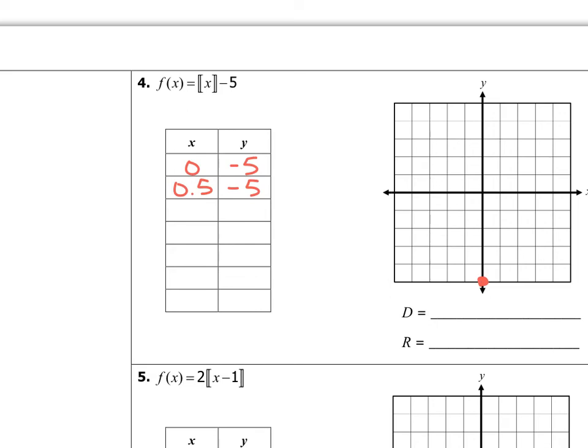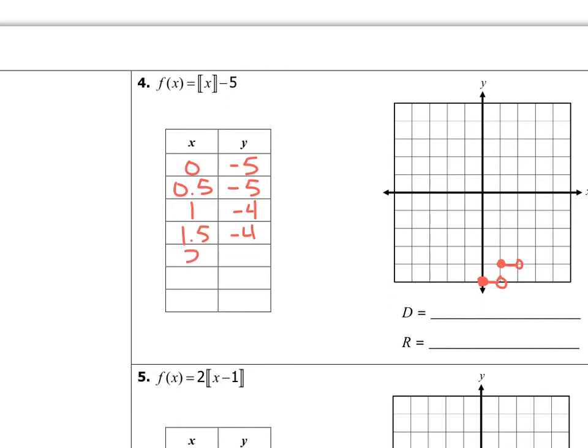Okay? And it's going to continue that way until you get to a positive 1. At positive 1, the greatest integer down is 1 because we don't need to round down from that. It's not a decimal. Subtract 5 and you get negative 4. Okay? So we go from 0 over, and it would be at negative 5 until we get to a positive 1. And then at the positive 1, the output would be at negative 4. So hopefully you see the pattern already. At 1.5, greatest integer down from that would be 1. Subtract 5 and you get negative 4 again. So it looks about like this.